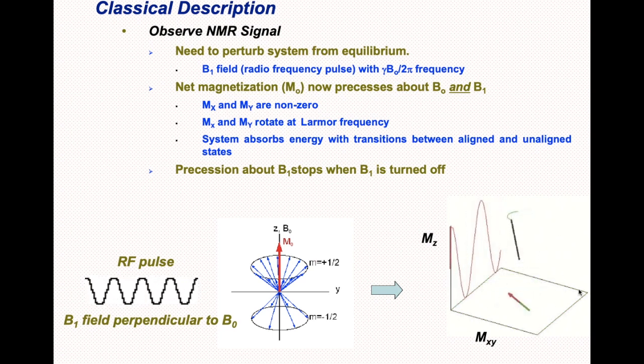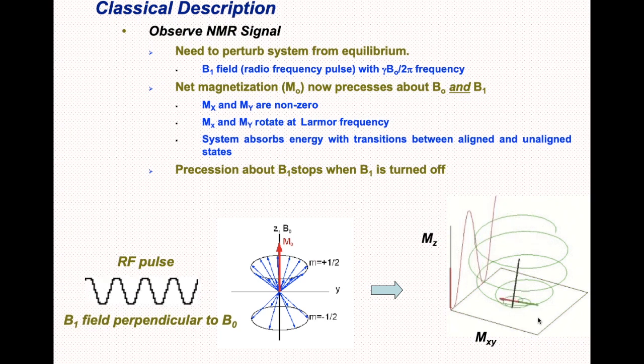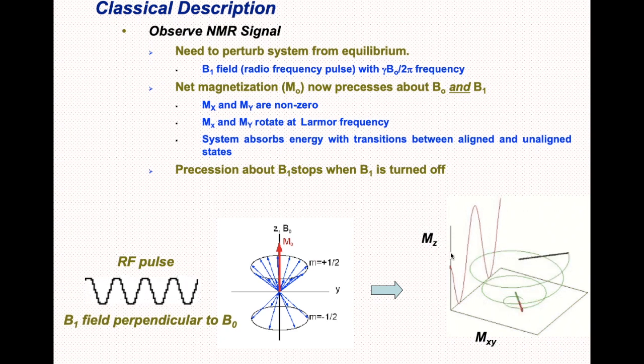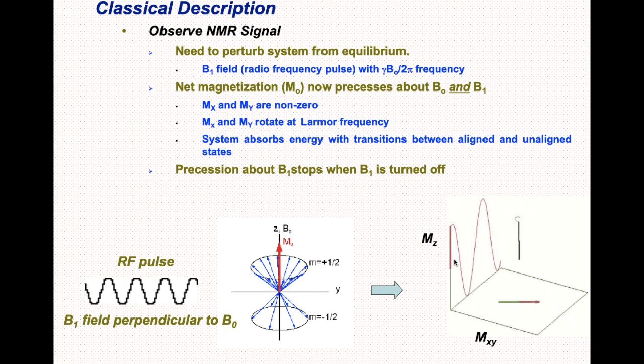So as long as the pulse is on, the net magnetization vector is precessing, and you will see maximum Mxy component in the xy direction, and Mz will be 0. But the moment the pulse is off, it will try to go back to its original position, and the magnetization vector going back to its original position or thermal equilibrium is referred to as relaxation.